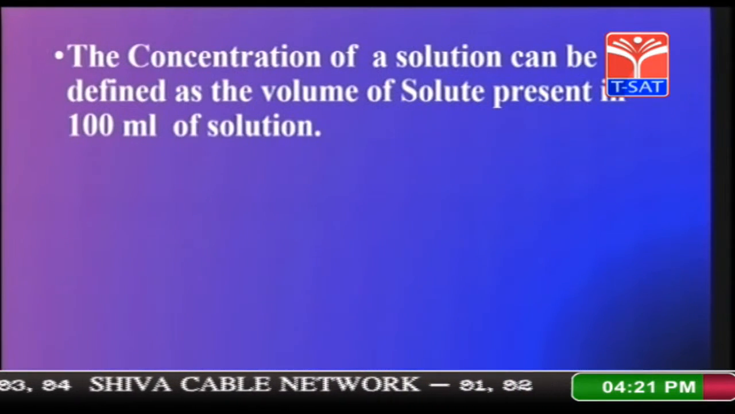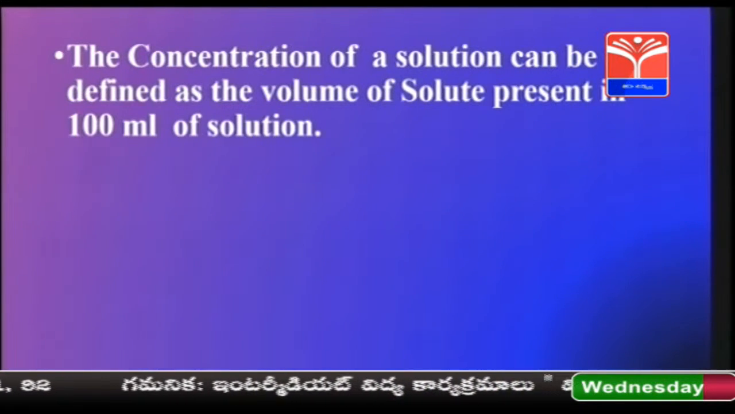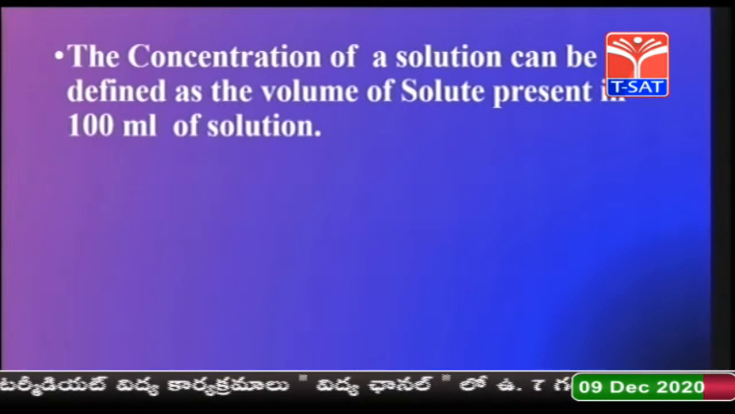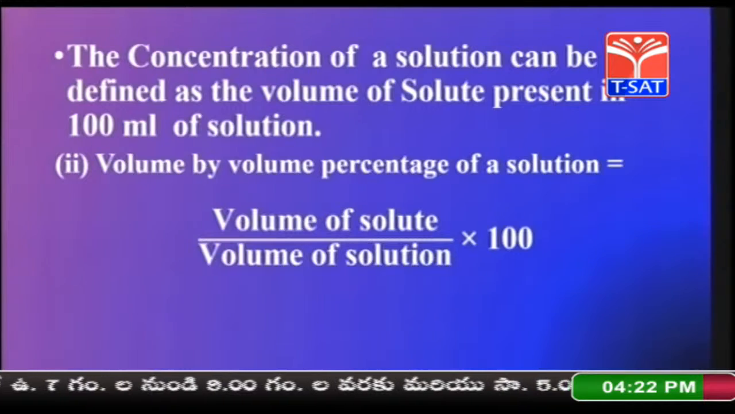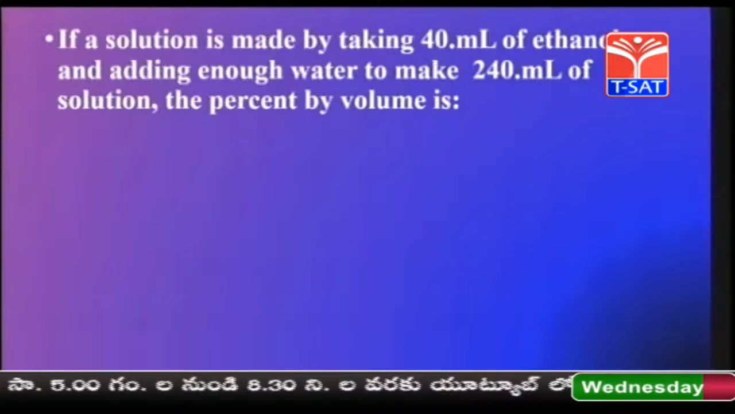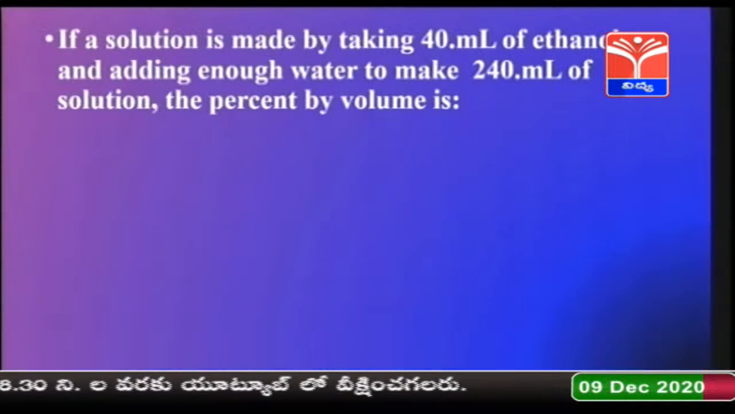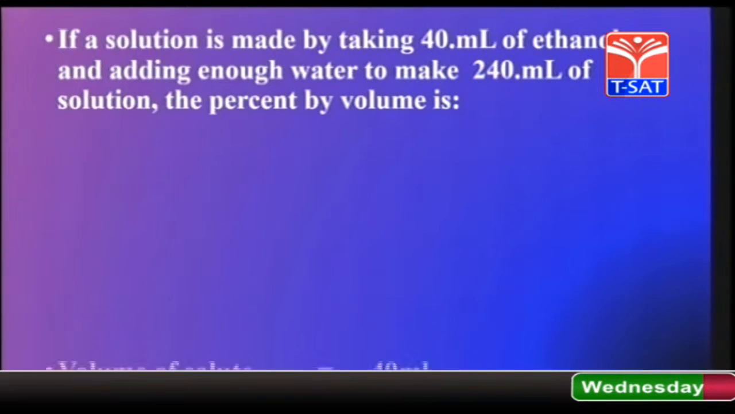Children, another parameter to measure the concentration is volume percentage. So the concentration of a solution can be defined as the volume of solute present in 100 ml of solution. The volume by volume percentage of a solution can be defined as volume of solute by volume of solution into 100. Let us do one example. If you are making a solution by using 40 ml of ethanol and adding it in enough water to make 240 ml of solution, then what will be the percent by volume of solution?